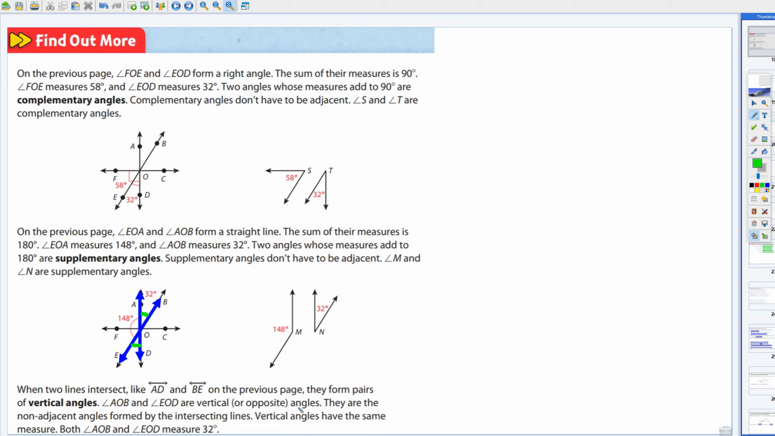They are the non-adjacent angles formed by intersecting lines. That means they're not next to each other. They are across from each other. Vertical angles have the same measure. No matter what, they are congruent. Both angle AOB and angle EOD measure 32 degrees. As you can see here, this is 32 degrees, and its cross angle, angle EOD, is also 32 degrees.